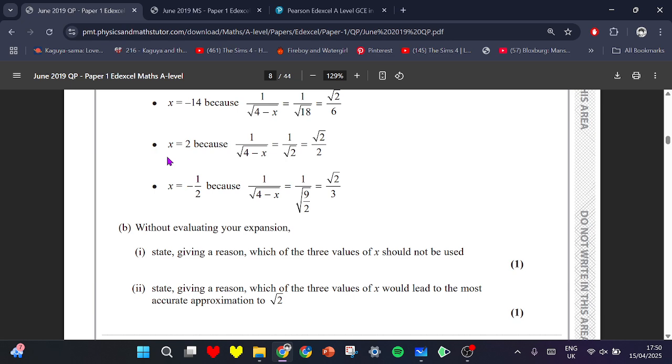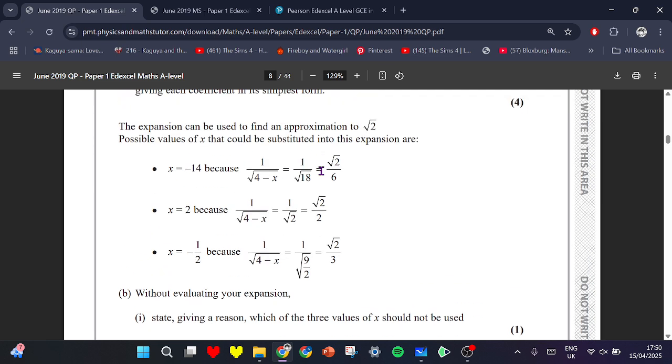Okay, then part B, without evaluating it, state giving a reason which of the 3 values of x should not be used. So the expansion can be used to find an approximation to that. The possible values are that and that.